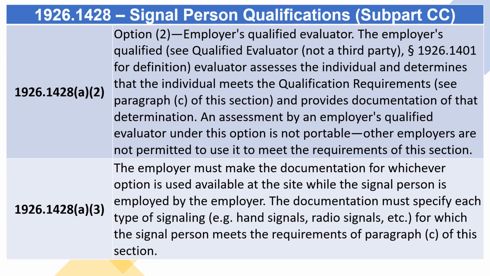1926.1428(a)(3). The employer must make the documentation for whichever option is used available at the site while the signal person is employed by the employer. The documentation must specify each type of signaling, e.g., hand signals, radio signals, etc., for which the signal person meets the requirements of paragraph (c) of this section.